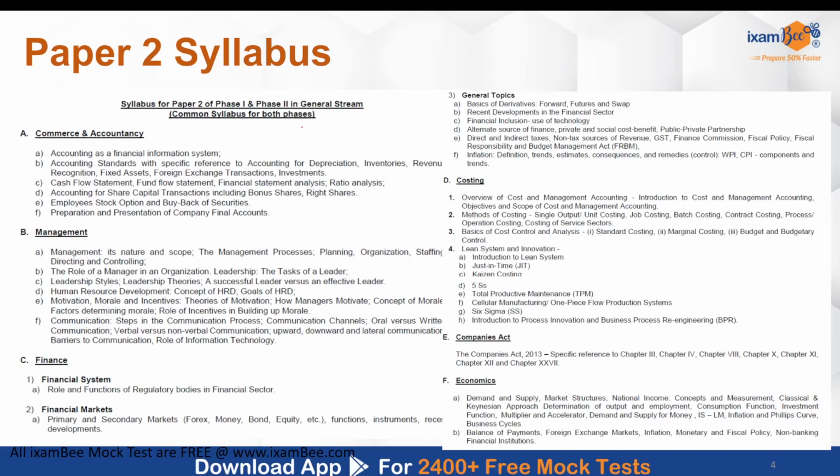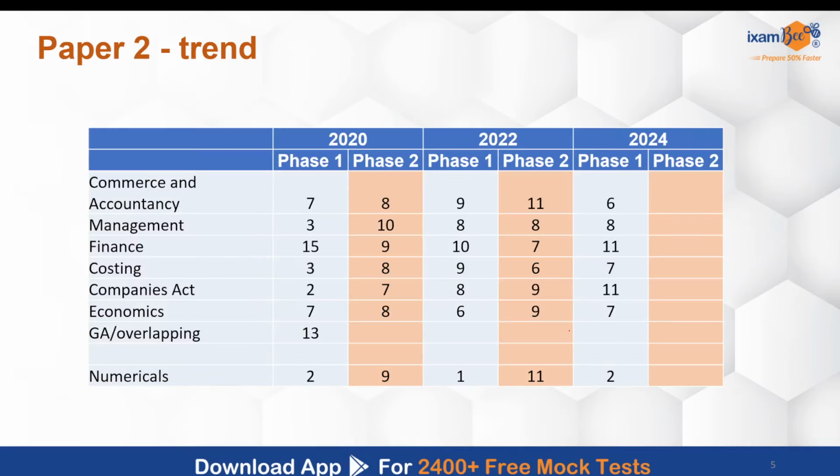This is the syllabus for paper 2, which remains common for both phase 1 and phase 2. You have already studied this for your phase 1 exam: commerce and accountancy, management, finance, costing, Companies Act and economics. So you have already studied these points in detail. You may have left certain topics, or you may not have left any of the topics, but you have to again go through these. But the strategy is what will be different.